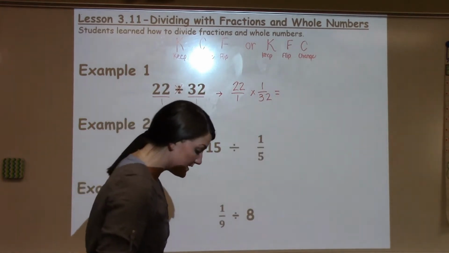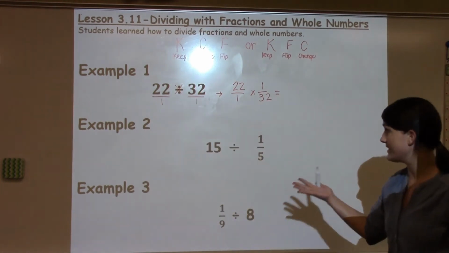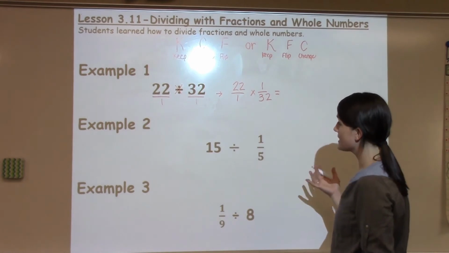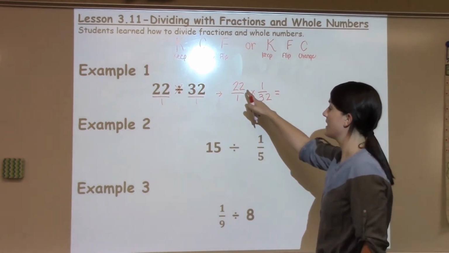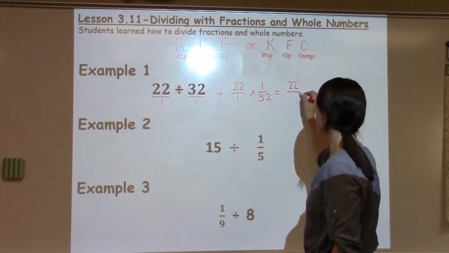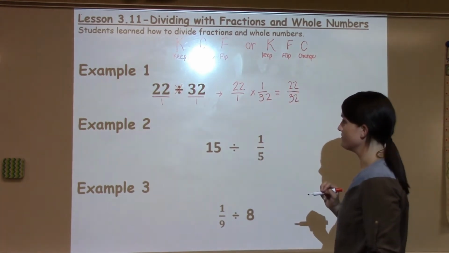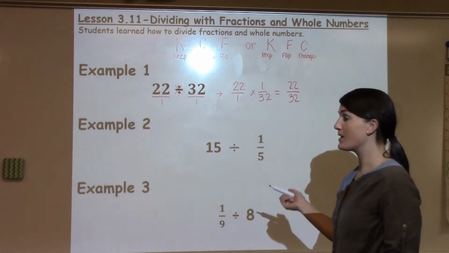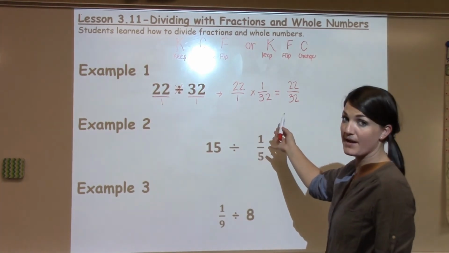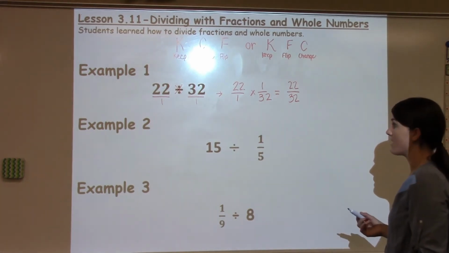Now, when I solve this problem, or when I start to look at this now as a fraction, a multiplication problem, it's a lot easier to visualize and to see. I take top times top, 22, bottom times bottom, 32. And remember, a division bar, or a fraction bar means to divide. So we haven't changed the problem at all. We're just looking at it in a different way.